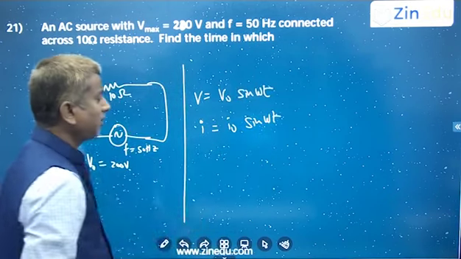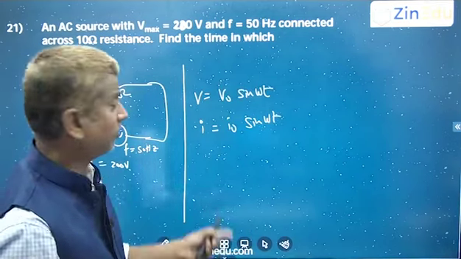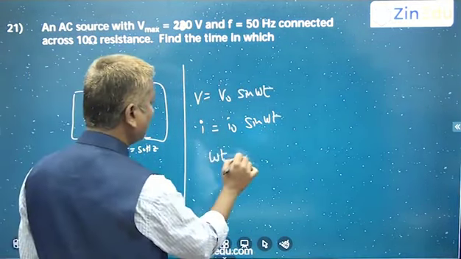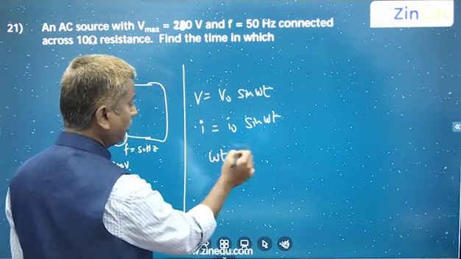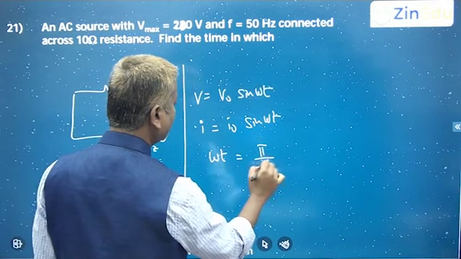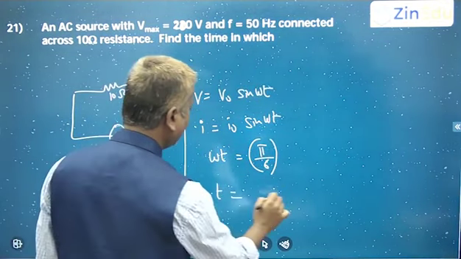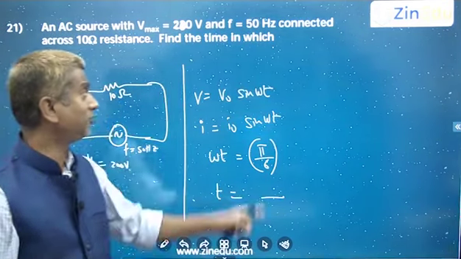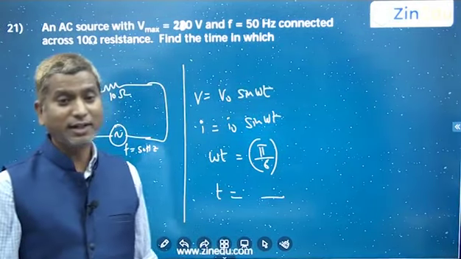So after how much time will this current become half of the peak value? So I naught by 2. So I naught by 2 means omega t has to be equal to, so I naught by 2, 1 by 2, so omega t is 30 degrees, so that is pi by 6. Then you will get the time in terms of omega, and omega you can write as 2 pi into f. F is the frequency. You get the time, right?